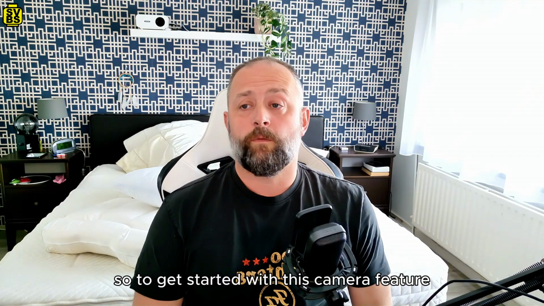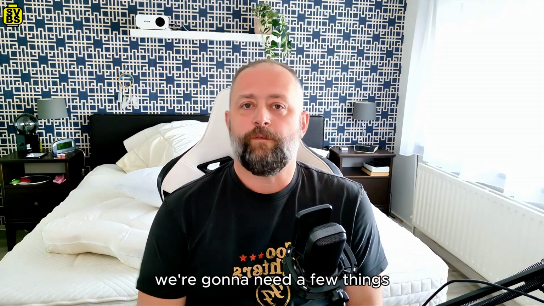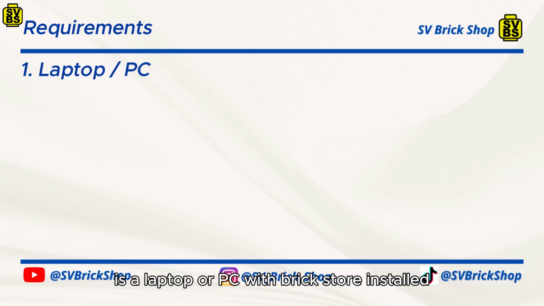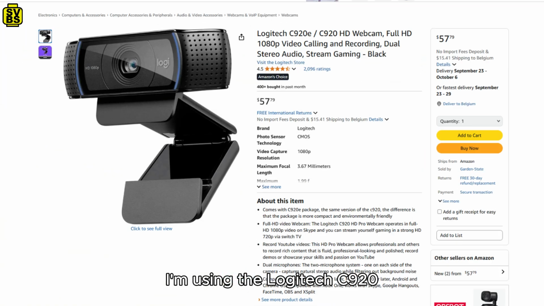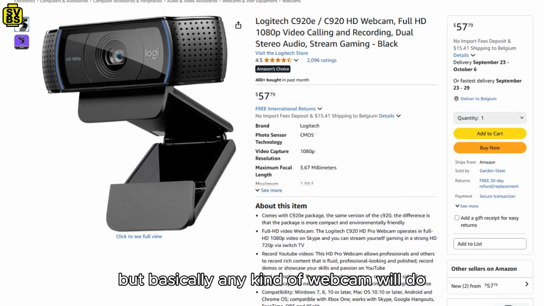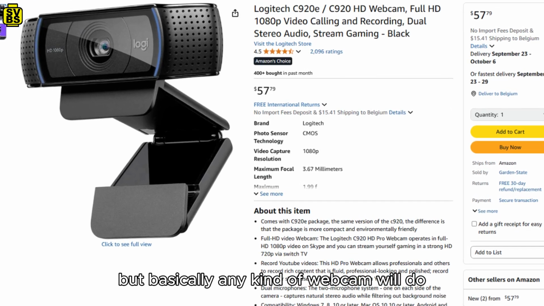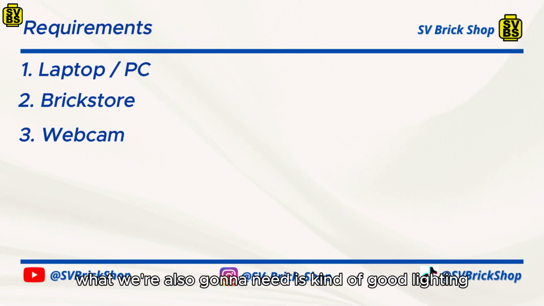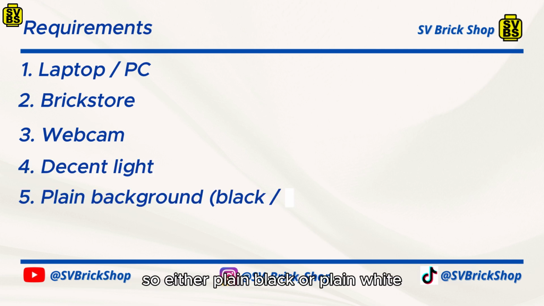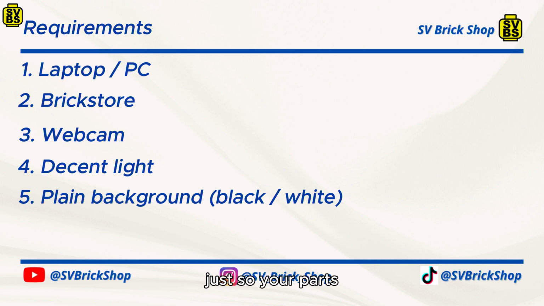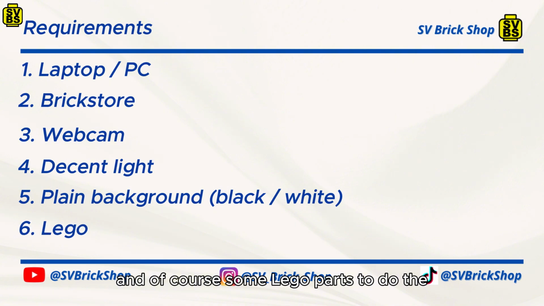So to get started with this camera feature, we're gonna need a few things. First of all, a laptop or a PC with BrickStore installed, obviously. Next we're gonna need a webcam. I'm using the Logitech C920, but basically any kind of webcam will do. What we're also gonna need is good lighting and a plain background, either plain black or plain white, just so your parts really stand out from your background. And of course some Lego parts to do the testing with, obviously.